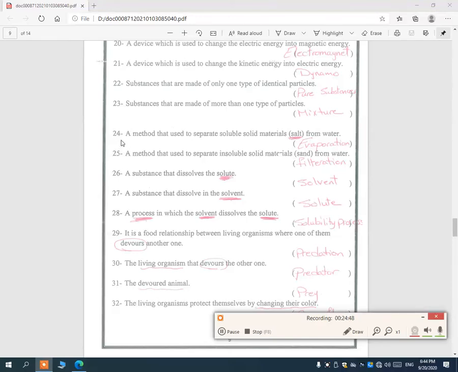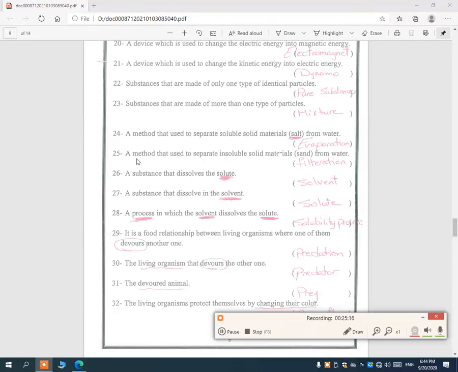Number 24: the method used to separate solid materials like salt from water. Soluble means dissolved in the water, a substance which can dissolve in water, like the salt. How can you separate salt from water? We said when you see salt, you have to write evaporation.